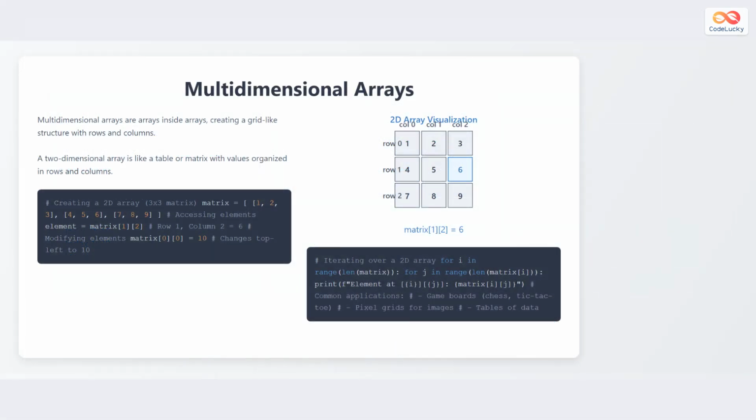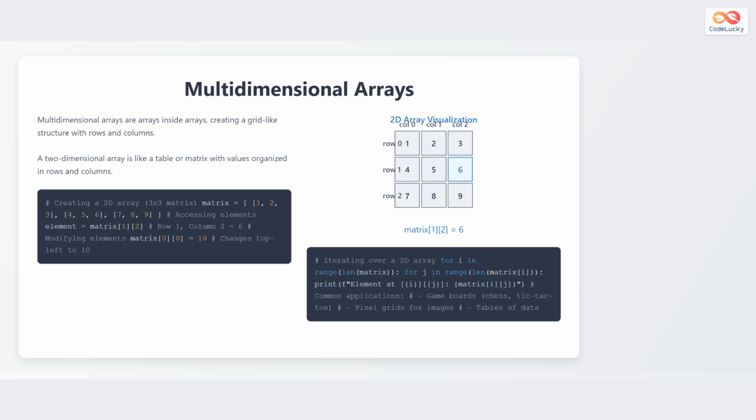Multidimensional arrays are arrays inside arrays. This creates a grid-like structure with rows and columns. Think of it like a table or matrix with values organized in rows and columns. To create a 2D array, you use a syntax like this. You access elements using indices for the row and column. You can also modify elements by specifying both indices.